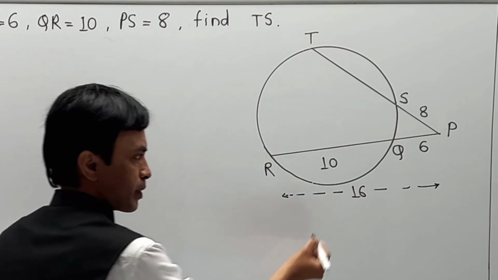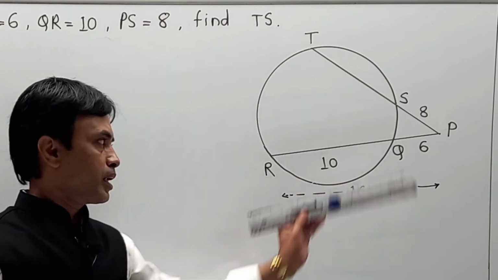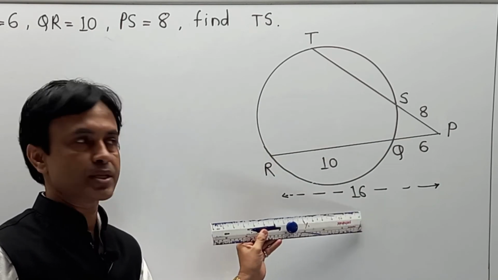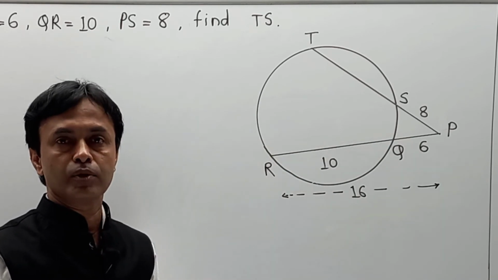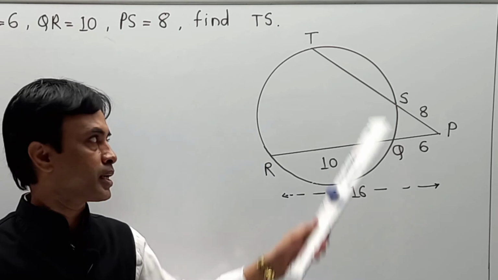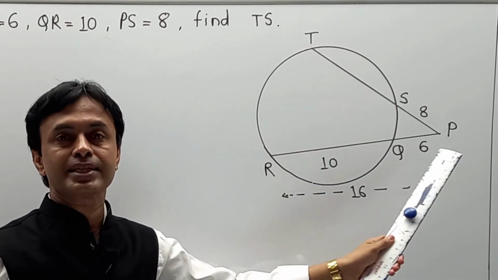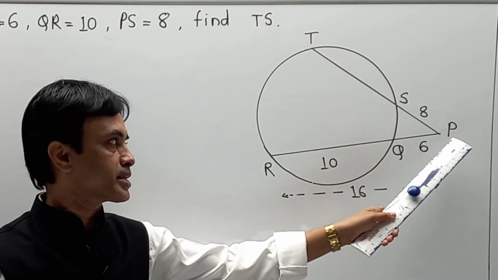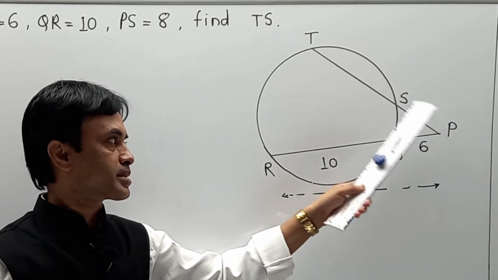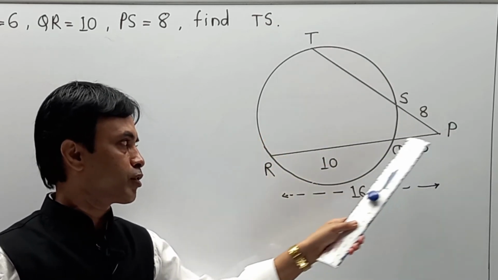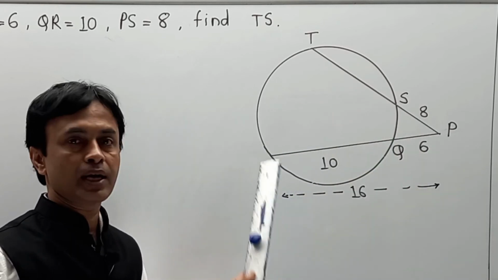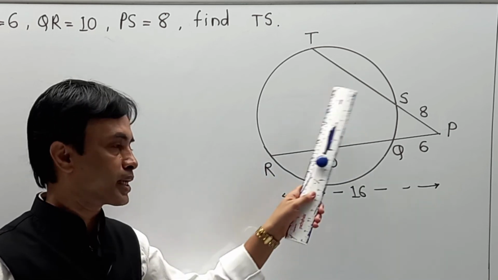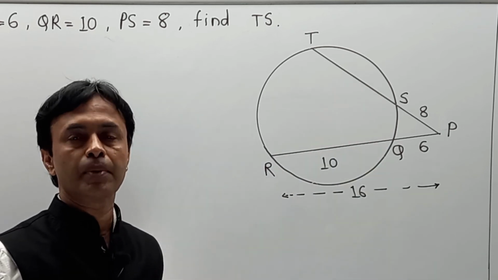Remember, total PQ plus QR, that is 6 plus 10, becomes 16, and that is also required in the numerical, because we have a property: when two chords are extended and intersect outside the circle, then PS into PT is equal to PQ into PR.